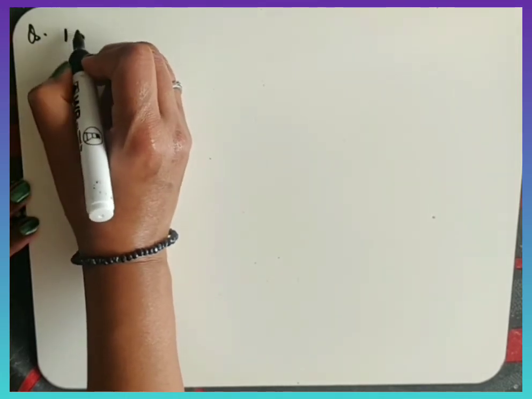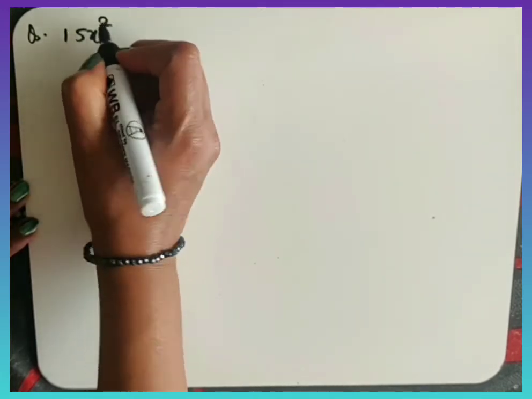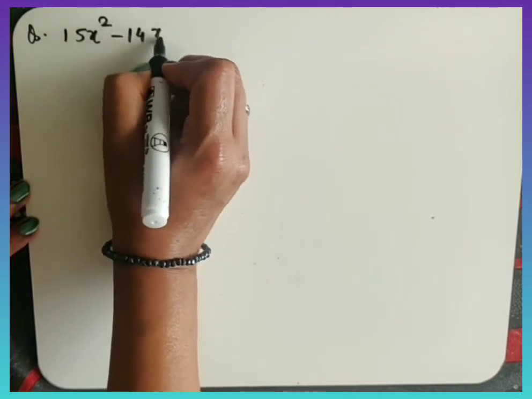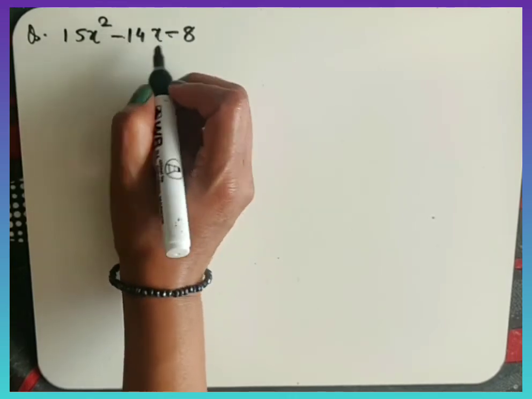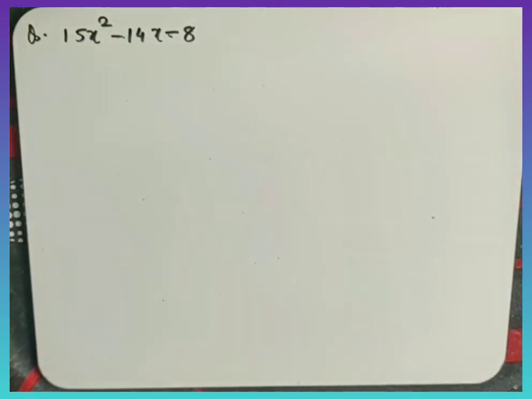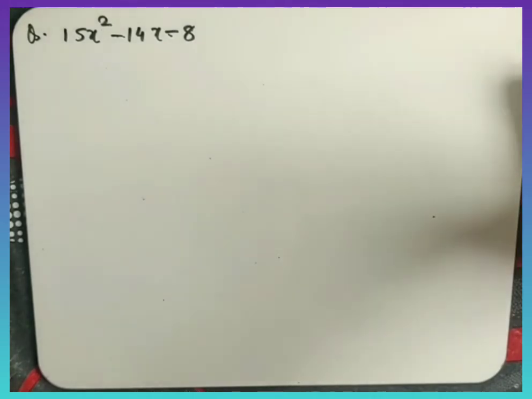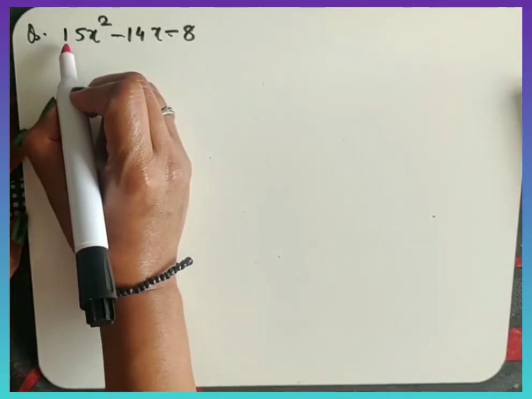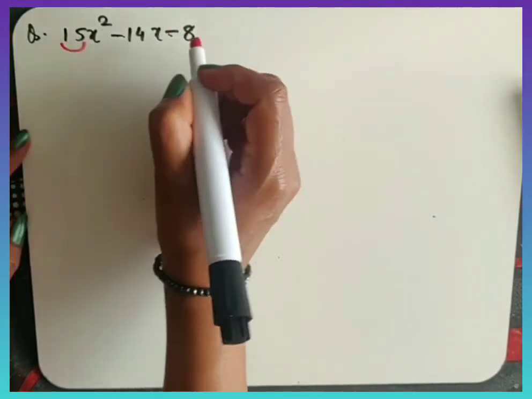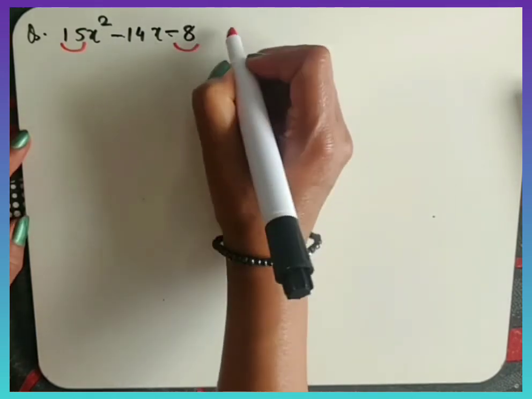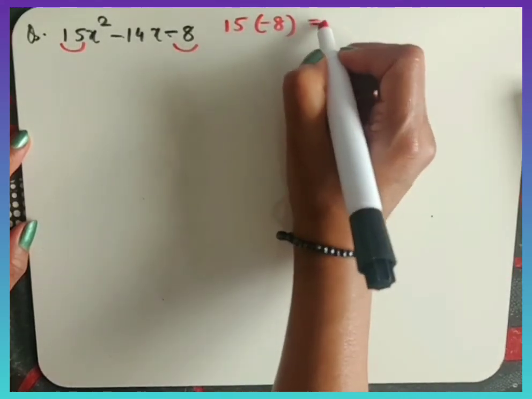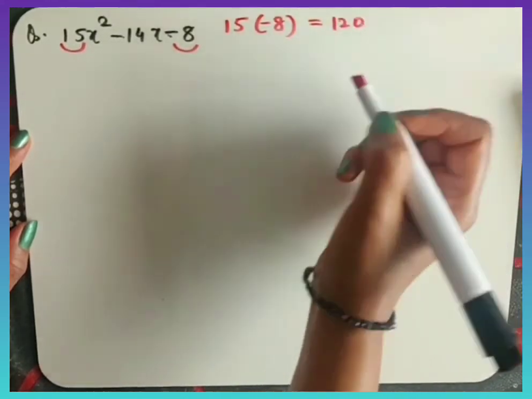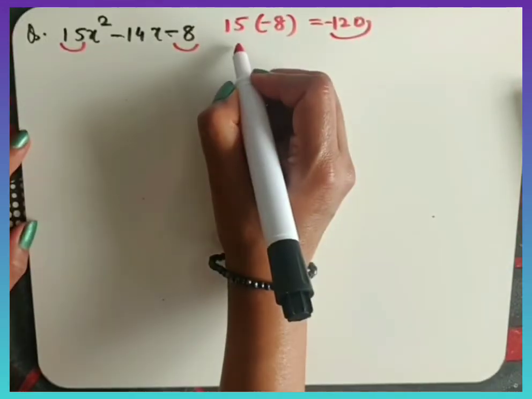So here 15x square minus 14x minus 8. Now I am taking this question in which both terms have minus. So think about it: the coefficient of x square is 15 and the last term is minus 8. So take 15 multiplied by minus 8, it will give you minus 120. But take all the factors of 120 by taking two factors.